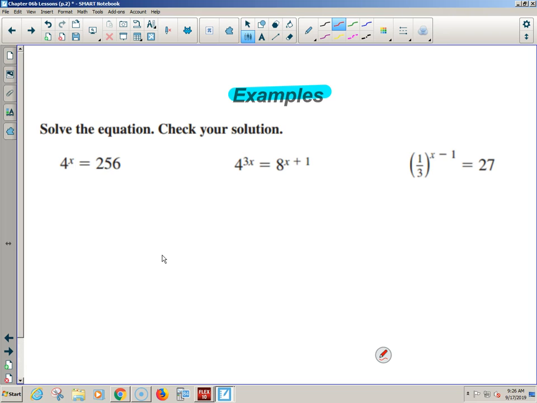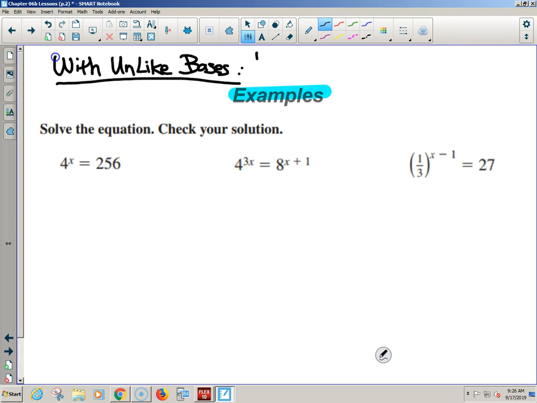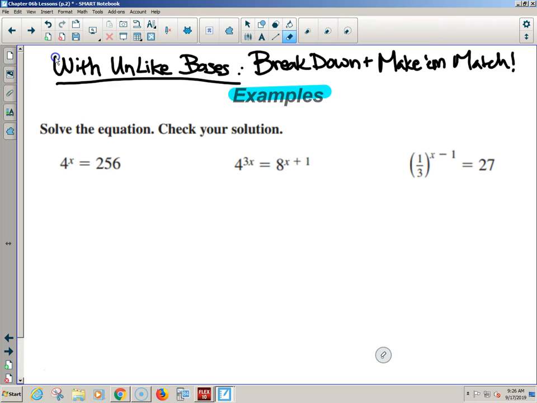And now we're on non-like bases. So I'm going to write at the top of the page, because a couple of you might have accidentally been writing this next to the opener, with unlike bases. Because you guys see, all of these are not like. Meaning, they're not the exact same. They're related, but they're not the exact same. With unlike bases, we're going to break them down, aka factor, and make a match.